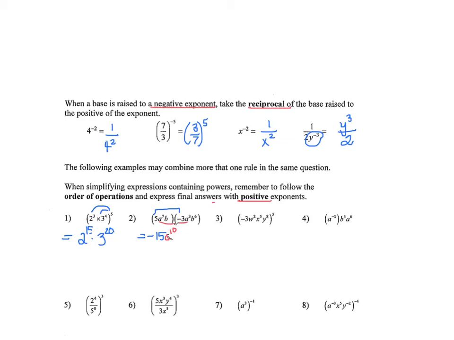And then we're going to multiply b times b to the exponent 6, which will give us b to the exponent 7.